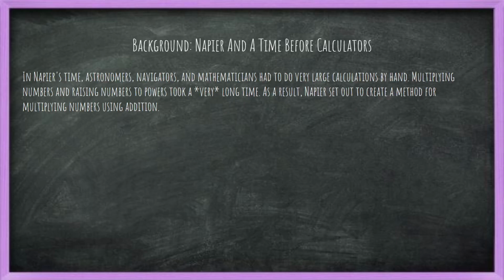So, firstly, for some background, in Napier's time, astronomers, navigators, and mathematicians had to do very large calculations by hand. And multiplying numbers and raising numbers to powers by hand took a very long time. It was holding the astronomical and mathematical fields back, and it was also making it very hard to navigate across the globe. So, as a result, Napier set out to create a method for multiplying numbers using addition.